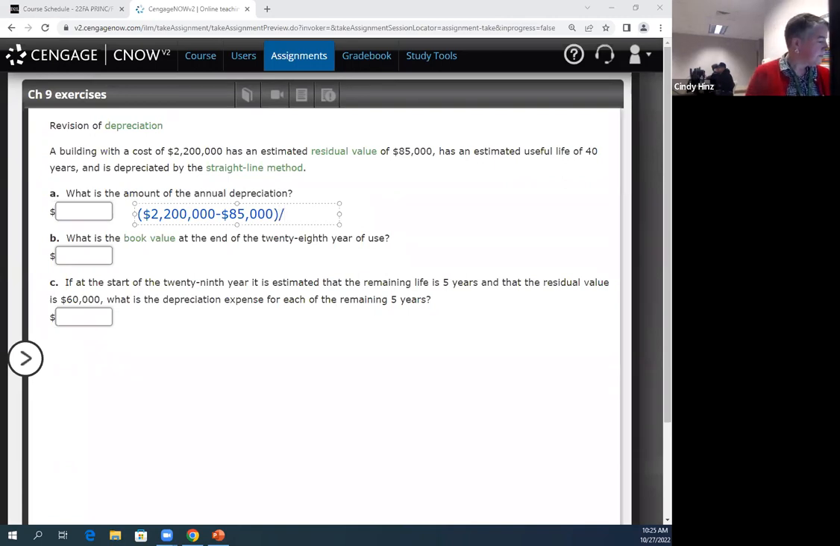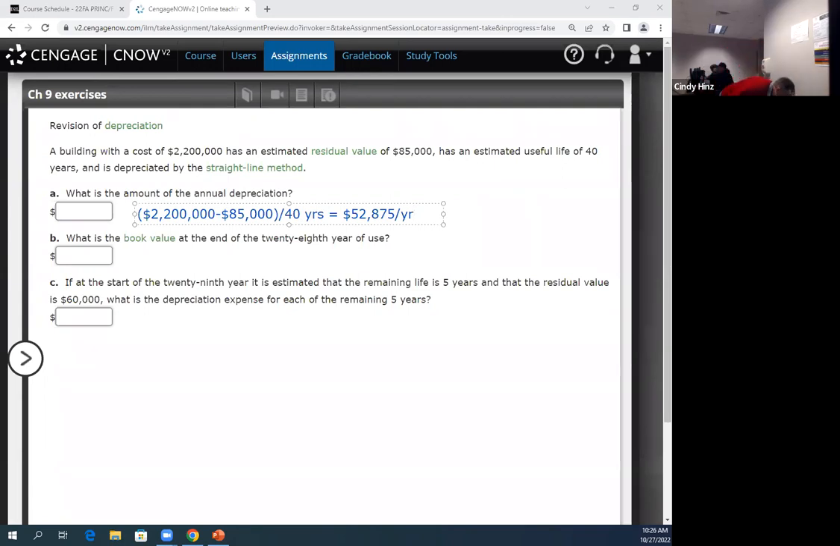And that's again the depreciable cost. And we're going to depreciate that over 40 years. So if we take that depreciable cost and divide by the estimated useful life of 40 years, we find an annual cost of $52,875. Whoops, not our year.